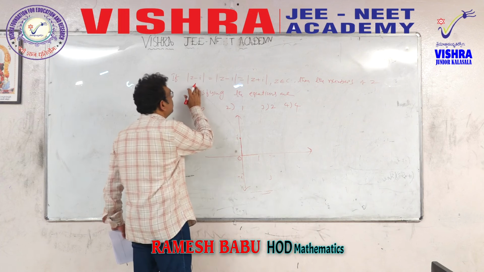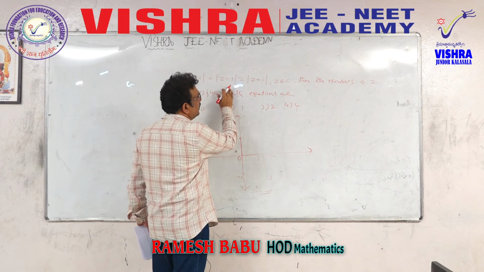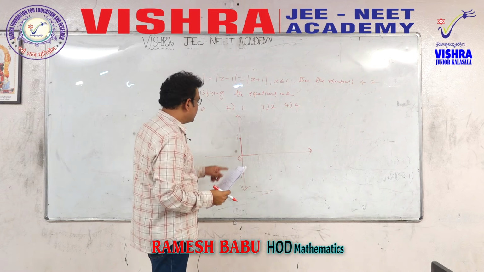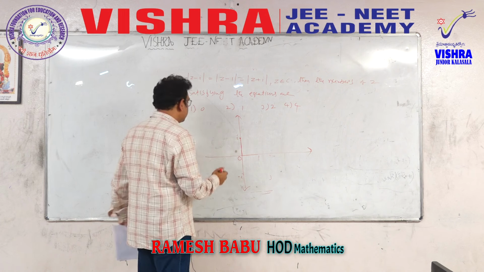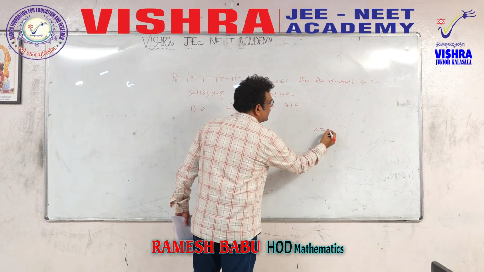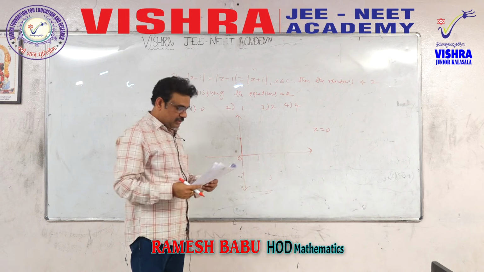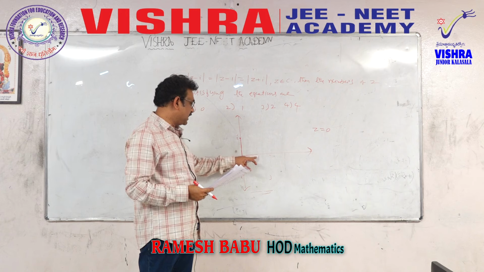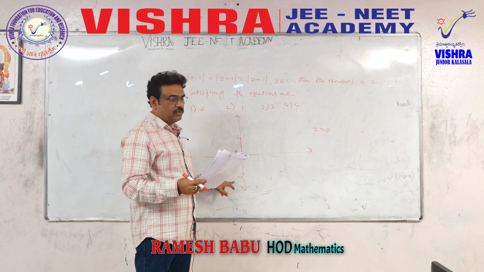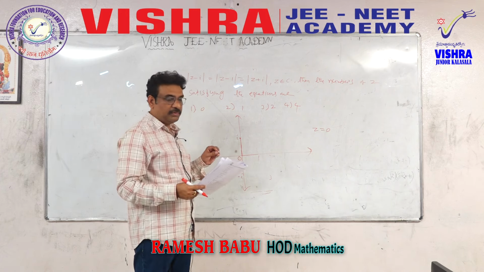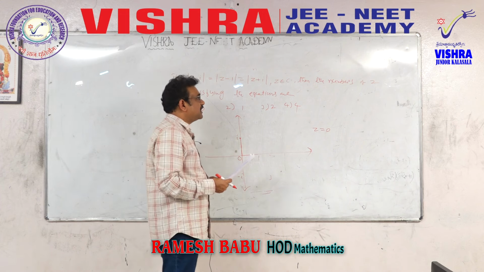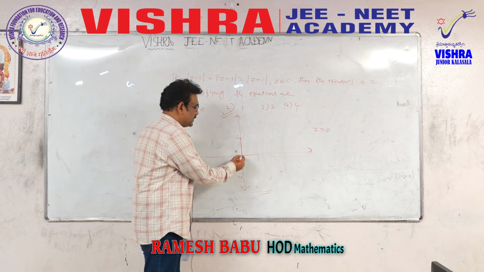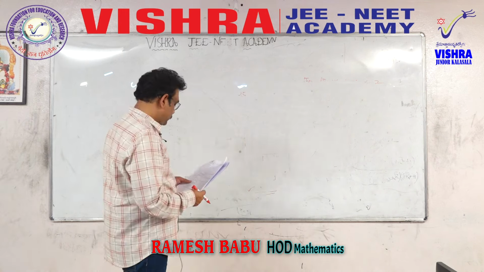So modulus of z minus i is equal to modulus of z minus 1 equal to modulus of z plus i. That is satisfied only by z equal to 0. z equal to 0 satisfies this equation only. So z is equidistant from the first one, second one and third one. So only z is equal to 0 is the possible value. Therefore the number of z is equal to 1. So this is the second option. Z equal to 0 satisfies.